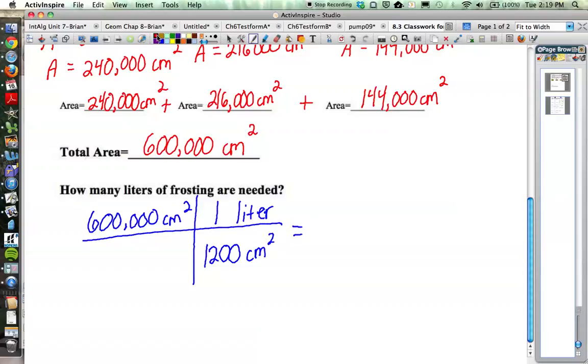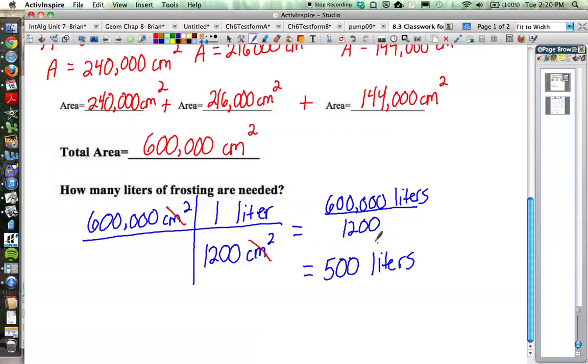So now we can cancel out our units on the top and bottom, and now we have liters left, which is what we want. So multiplying across, 600,000 times 1 is, of course, 600,000. And liters would be the unit there. And multiplying across on the bottom, well, we just have the 1,200. So dividing by 1,200, 600,000 liters divided by 1,200, if you're doing that on the calculator, hopefully you get 500 liters. So 500 liters would be our final answer.